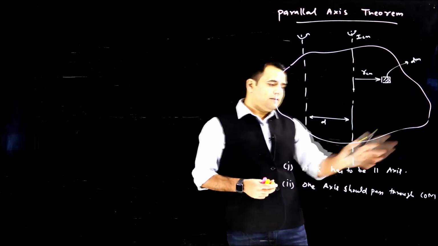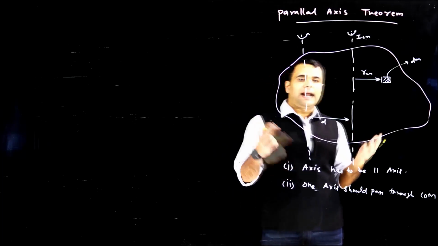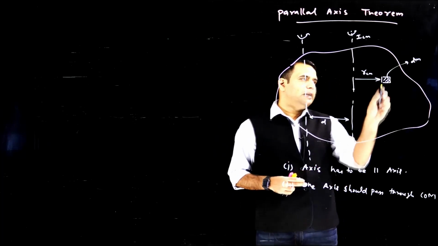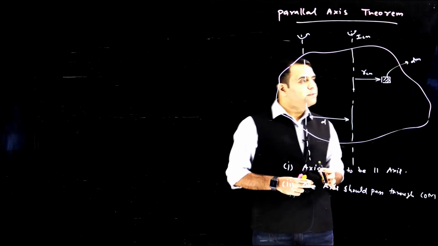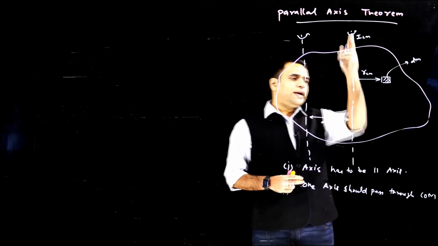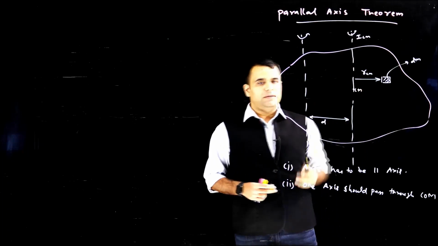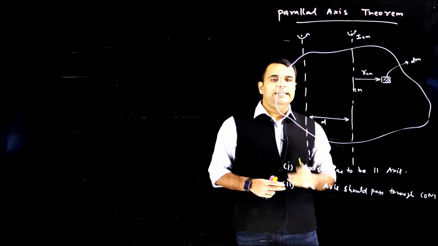So this is my body. It can be 2D, it can be 3D. And in this body, obviously this is a random body, so we have to cut an element. This is the element we have cut. This is the point element we have cut. And the mass of this element I'm taking as dm. Okay, this is one axis which is passing through the center of mass, and this is another axis which is parallel to the first one. The distance between these two axes I'm taking as d.